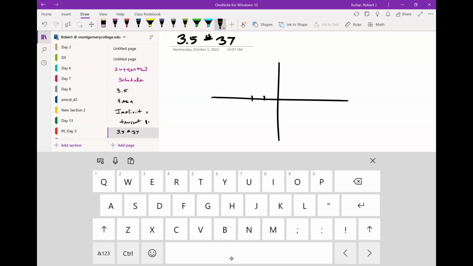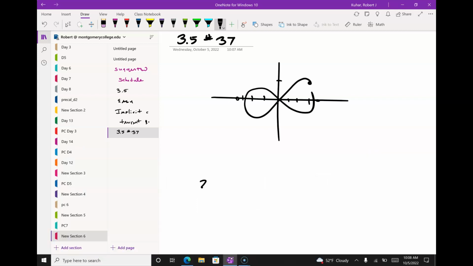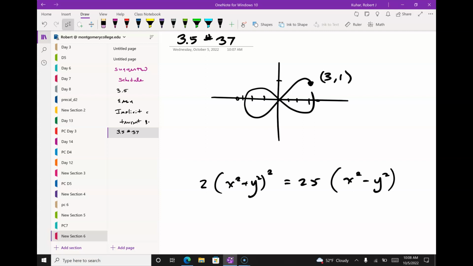I don't care too much about where it's going through. I'm not too worried about those details, but I do want to notice that it's got a point (3, 1) on it. Close enough, okay? Of course, we're going to put it in Desmos, so I have 2 times x squared plus y squared quantity squared equals 25 times x squared minus y squared. And we have the point (3, 1). We want to get the tangent line at (3, 1).